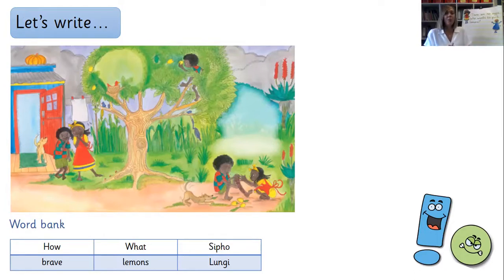So I've got a bit of a word bank down here. I've got my two keywords, how and what, for my exclamation sentences. I've also got some spelling of the names Sipo and Lungi, just in case we need them. And I've also got brave, which is an adjective, and lemons, which is a noun. So I'm going to try and write an exclamation sentence first. Let me give it a go, and I'm going to try and do my very own one.